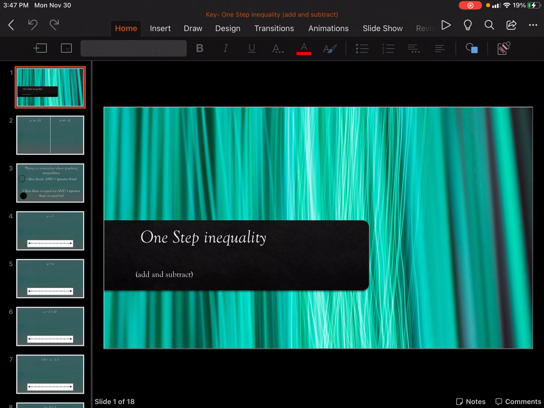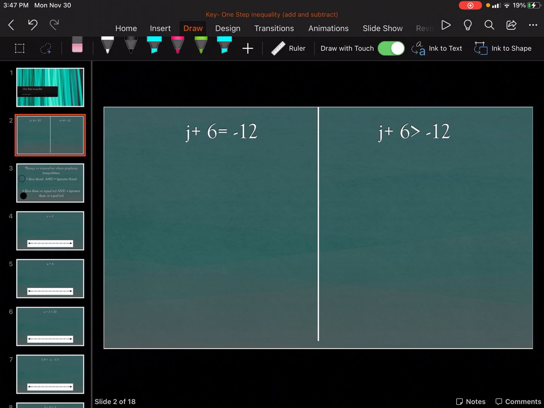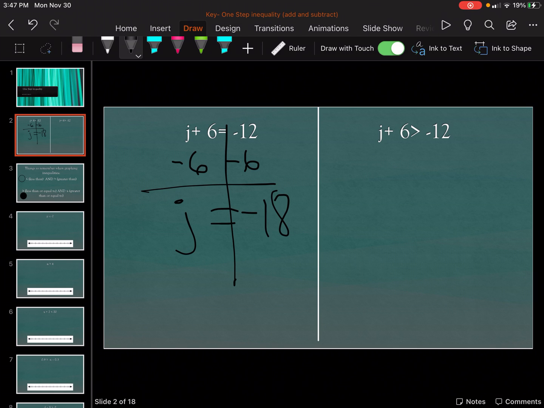Hey guys, in this video we are going to be talking about solving inequalities, just one step today, and we'll get to two-step later. It's very similar to solving an equation. You're going to draw your line down the middle and do the inverse operation on both sides. J equals negative 18. Same thing on this side. We're going to subtract 6. J is greater than negative 18.